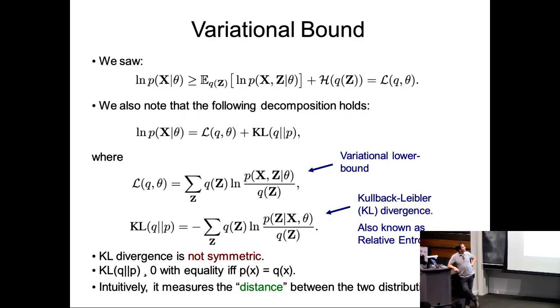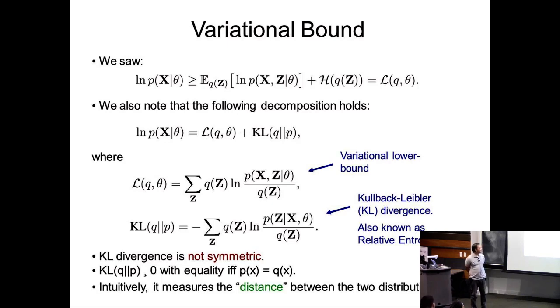So let's come back to the variational bound. We have this expression. We can also look at the following decomposition. It's another decomposition to keep in mind. I can always write the log probability, what I'm trying to optimize, as the variational bound plus, this is the definition of the variational bound, something called the KL divergence. It's a Kullback-Leibler divergence between Q and P, also known as relative entropy.